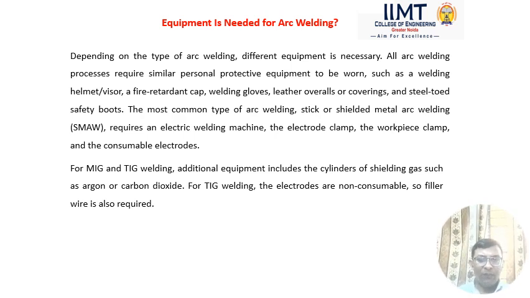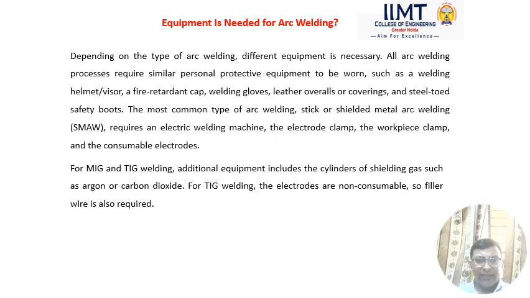The most common type of arc welding, stick or shielded metal arc welding, SMAW, requires an electric welding machine, electrode clamp, workpiece clamp, and consumable electrode. So we can say that these are some of the equipment which are necessary to do the welding actually.